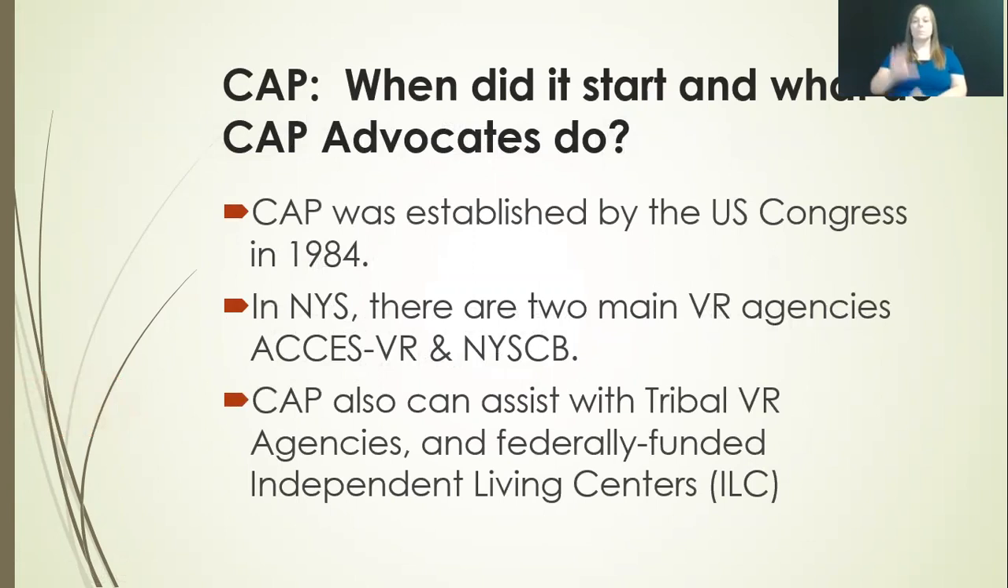So CAP was started in 1984. This is when Congress said that it would be a good idea to include the program. There were demonstration projects back in the 70s, and by 1984, they said, this is a good idea, let's keep this. In New York State, there are two VR agencies, ACCES-VR and the New York State Commission for the Blind. ACCES-VR stands for Adult Career and Continuing Education Services - Vocational Rehabilitation. So it's much easier to use the acronym. And NYSCB stands for the New York State Commission for the Blind.